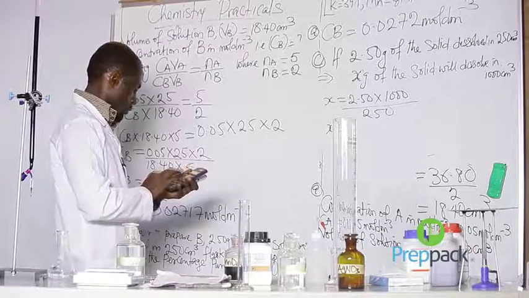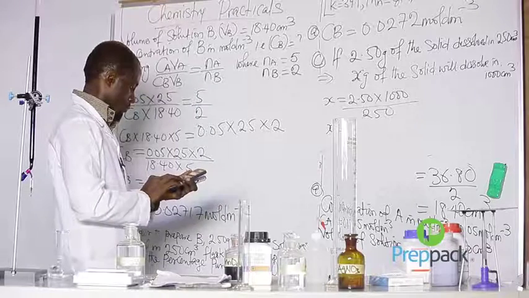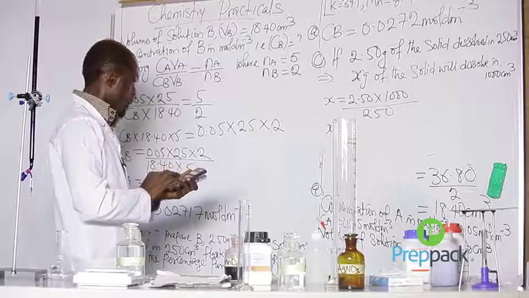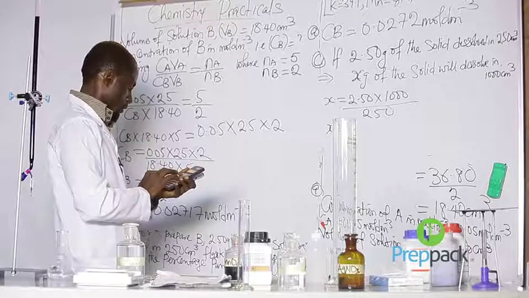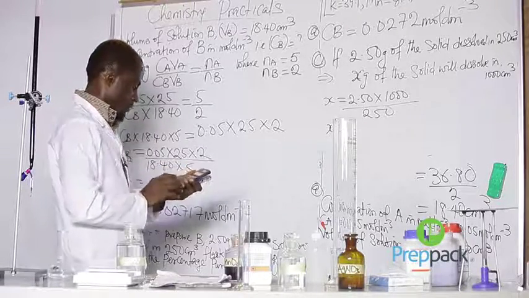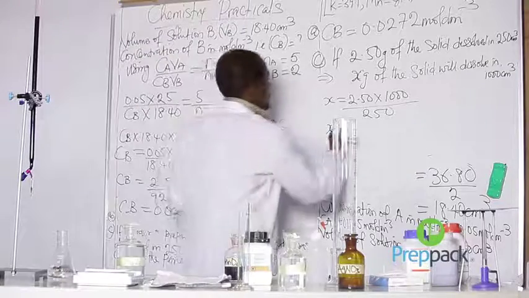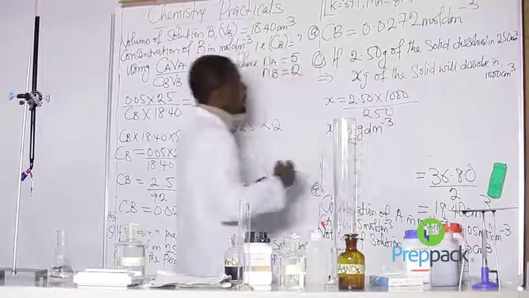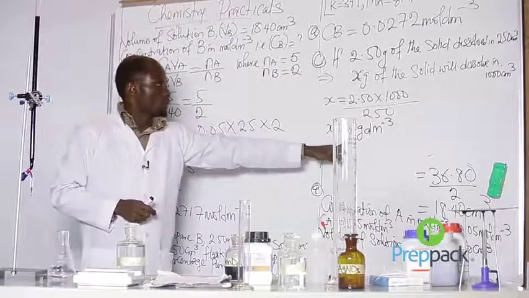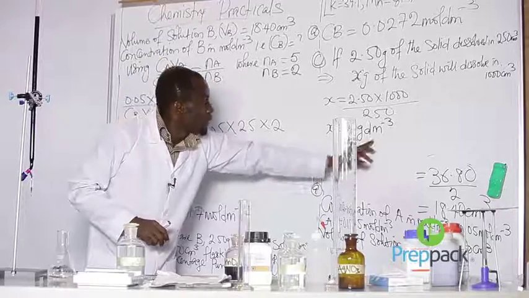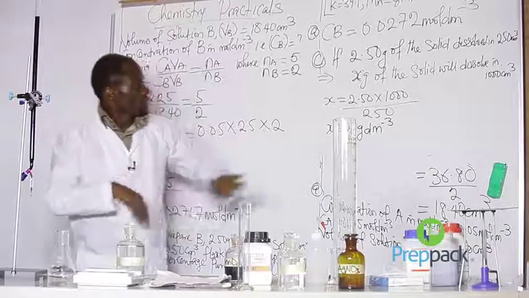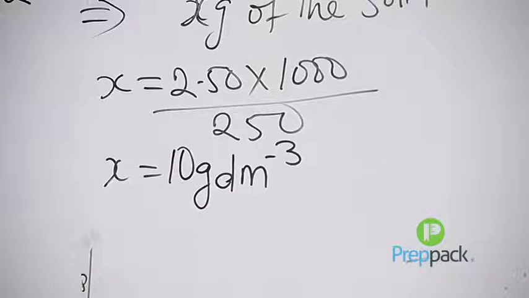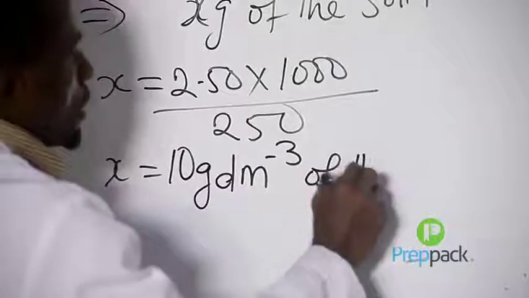2.50 multiplied by 1000, divided by 250, which is 10 gram per dm cube. This is the mass concentration. The unit gram per dm cube is the mass concentration of the impure solid.